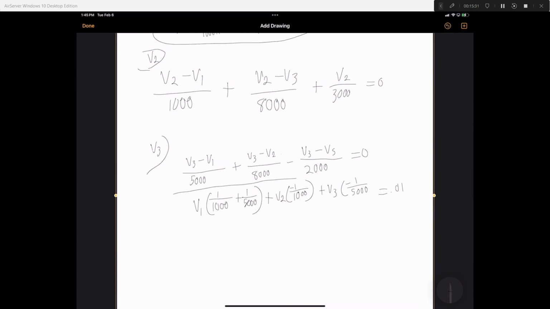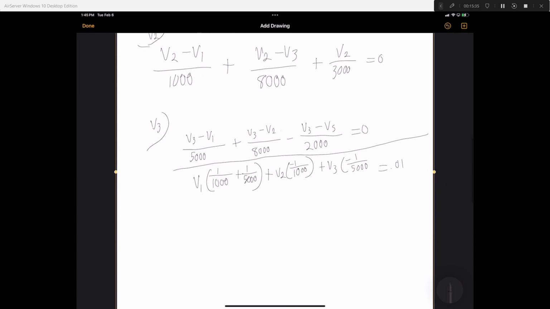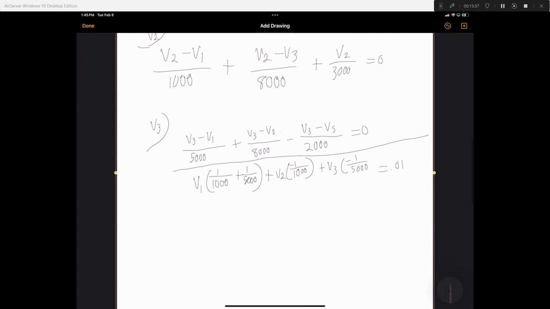Do our matrix. Now let's do the next. Node 2 matrix. We'll isolate v1. So we have v1 here also. I'm going to keep them in order. Negative 1 over 1,000. And that's it for that one.